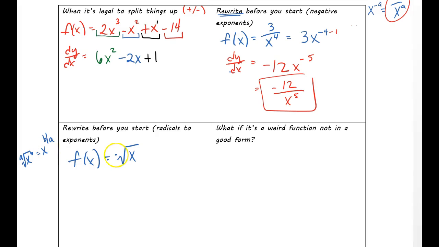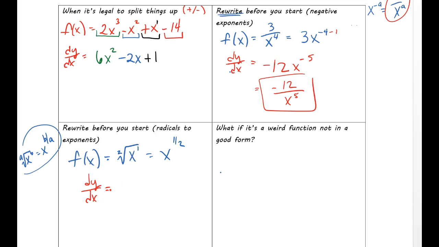So what's the invisible number here? Well, on a square root, if there's nothing written, it's always an invisible 2. And what's the invisible power on this x? Well, when nothing's written, it's a 1. So your first step would be to write this as x to the 1/2, just following this model over here, okay? Now what? Now let's take the derivative.